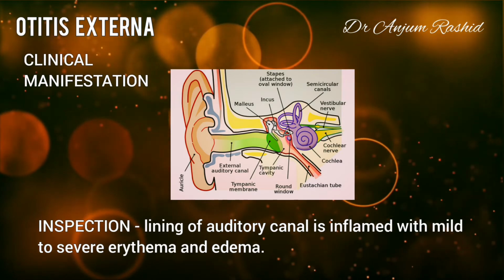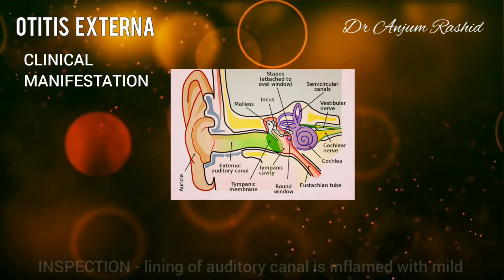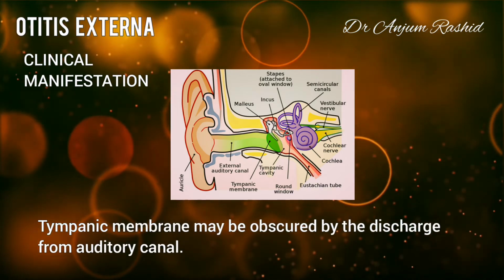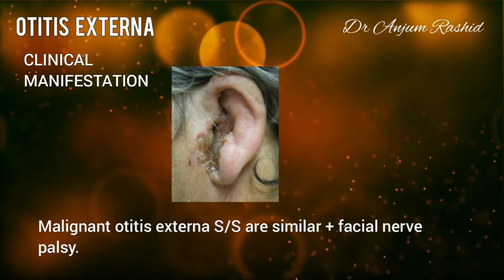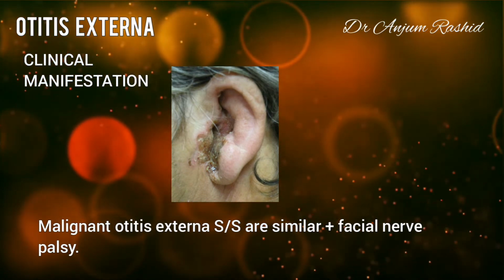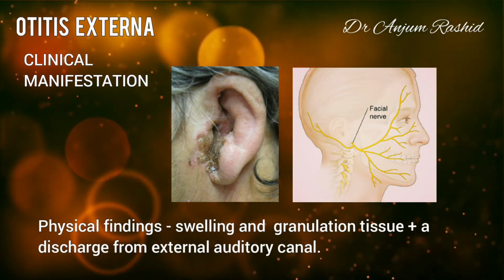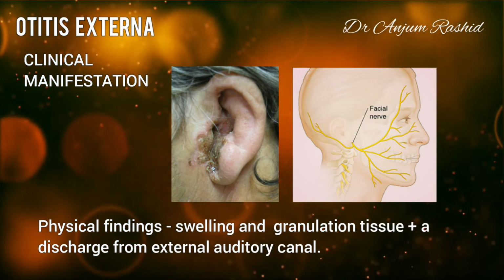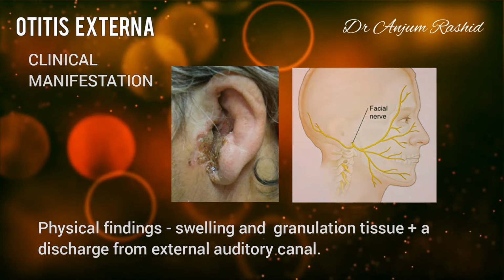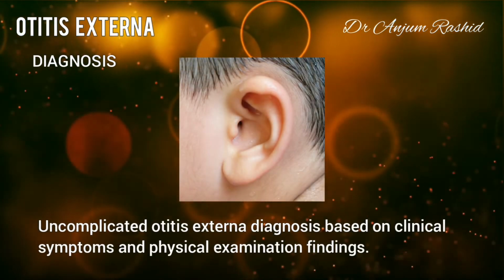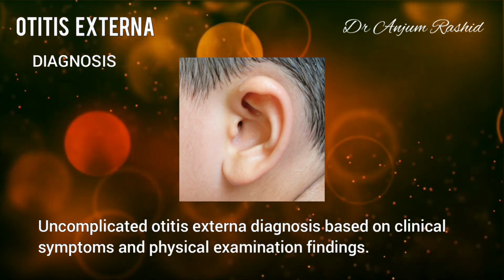Now on inspection, the lining of the auditory canal is inflamed with mild to severe erythema and edema. There is scant to copious discharge from the auditory canal, and this may obscure the tympanic membrane. Now the symptoms of malignant otitis externa are also similar, but facial nerve palsy occasionally occurs. The most common physical findings are swelling and granulation tissue in the canal, usually with a discharge from the external auditory canal.